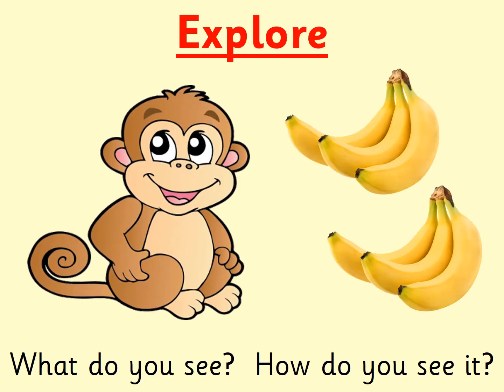Let's do some exploration. What can you see? And how can you see it? Have a look carefully at this picture. I can see a very cheeky monkey, and I can see some bananas. I can see 2 bunches of bananas. Each bunch has got 3 bananas in it. Altogether, I can see 6 bananas. 3 add 3 equals 6. What else can you see?